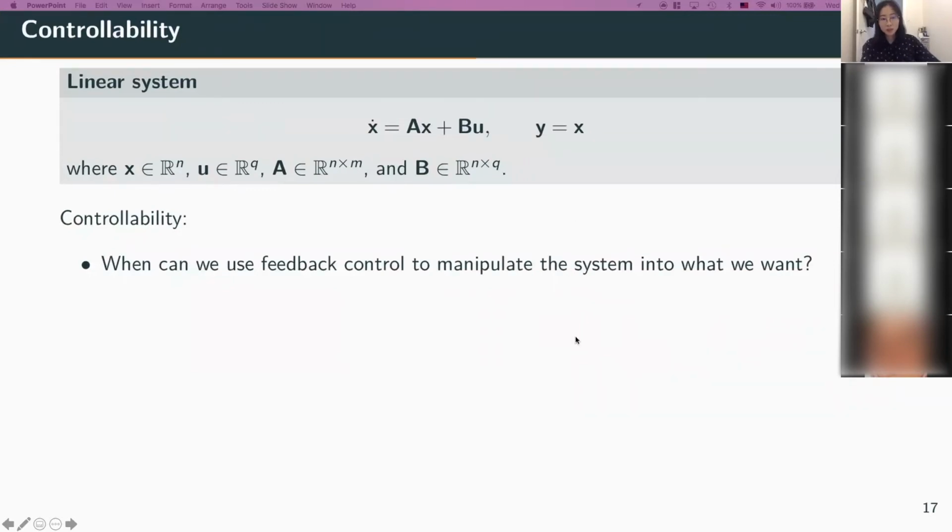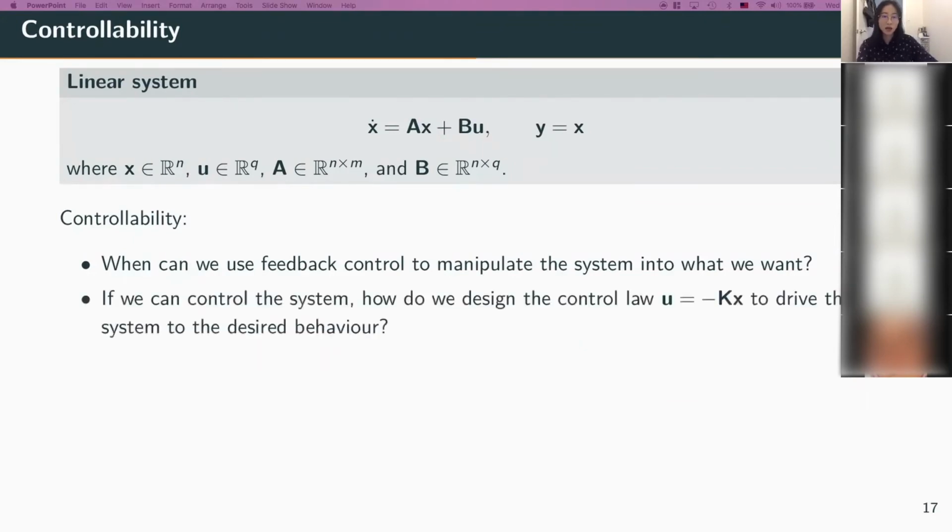Controllability is simply asking the question, when can we use feedback control to manipulate the system into what we want? And if we can control the system, how do we design the control law u equals minus Kx for some gain matrix K to drive the system to the desired behavior? We also simplified the control law to just a linear control. Before we wanted to model u as a function of x and the trajectory, but here we are just going to assume we're using linear control.